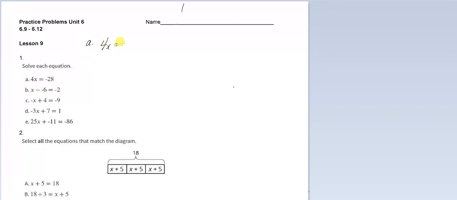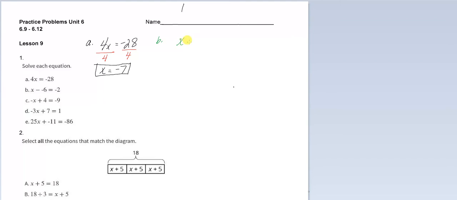4x equals negative 28. Something times 4 is negative 28, so showing work for this would be sufficient as I want to divide by 4 to get my answer. And when I divide negative 28 by positive 4, my x solution is negative 7, because 4 7s make 28, and it's going to be negative for the sign purposes. Alright, let's look at B.